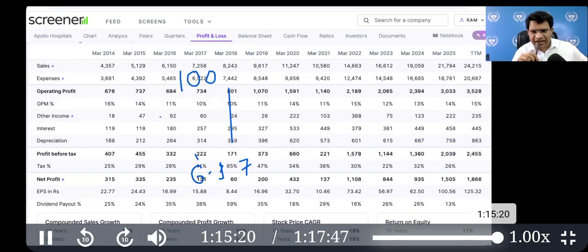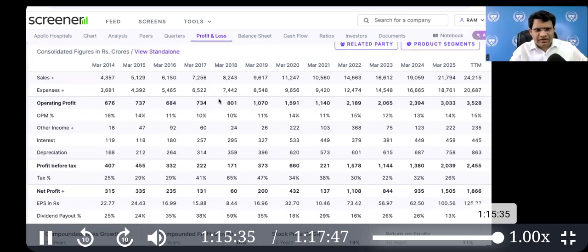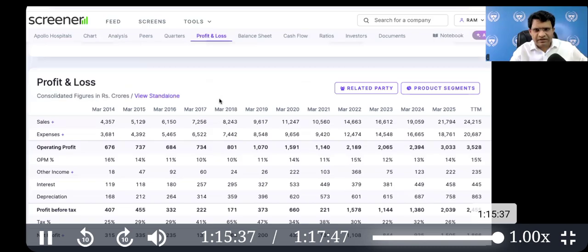Someone is saying it is lying. I don't know what is lying. Okay. So this is the hospital, Apollo Hospital.